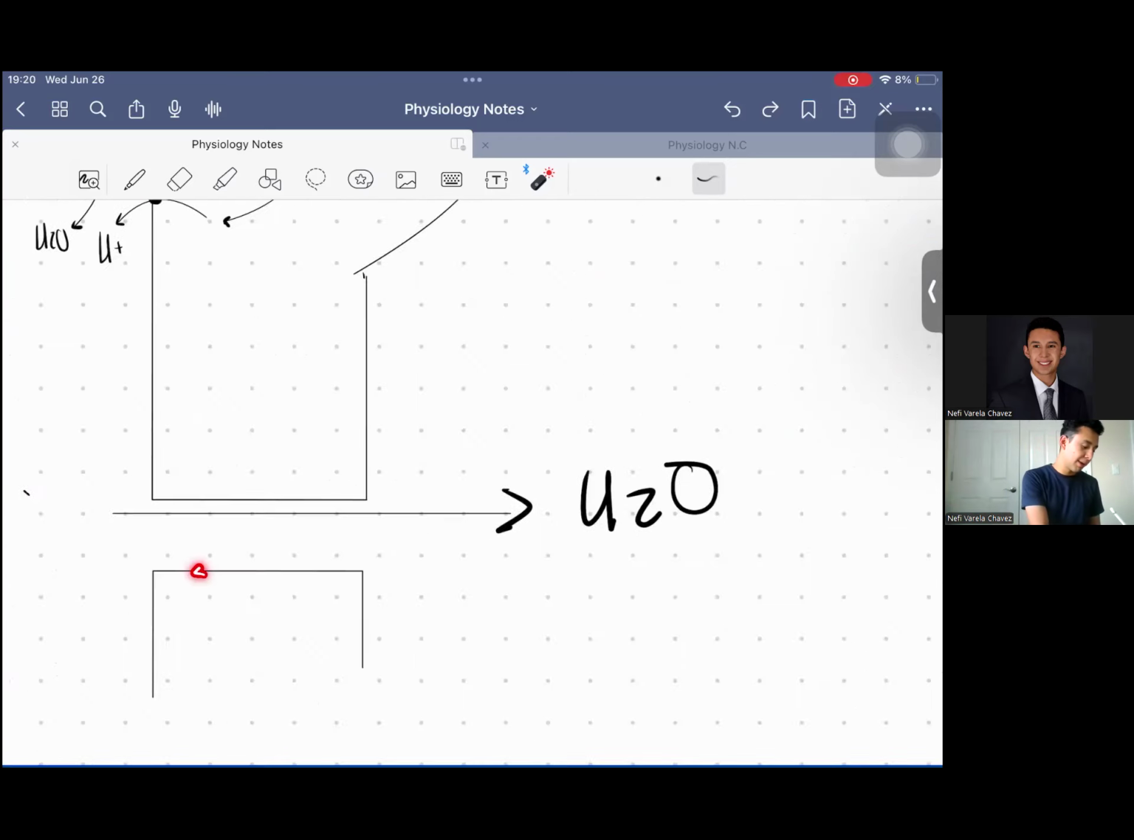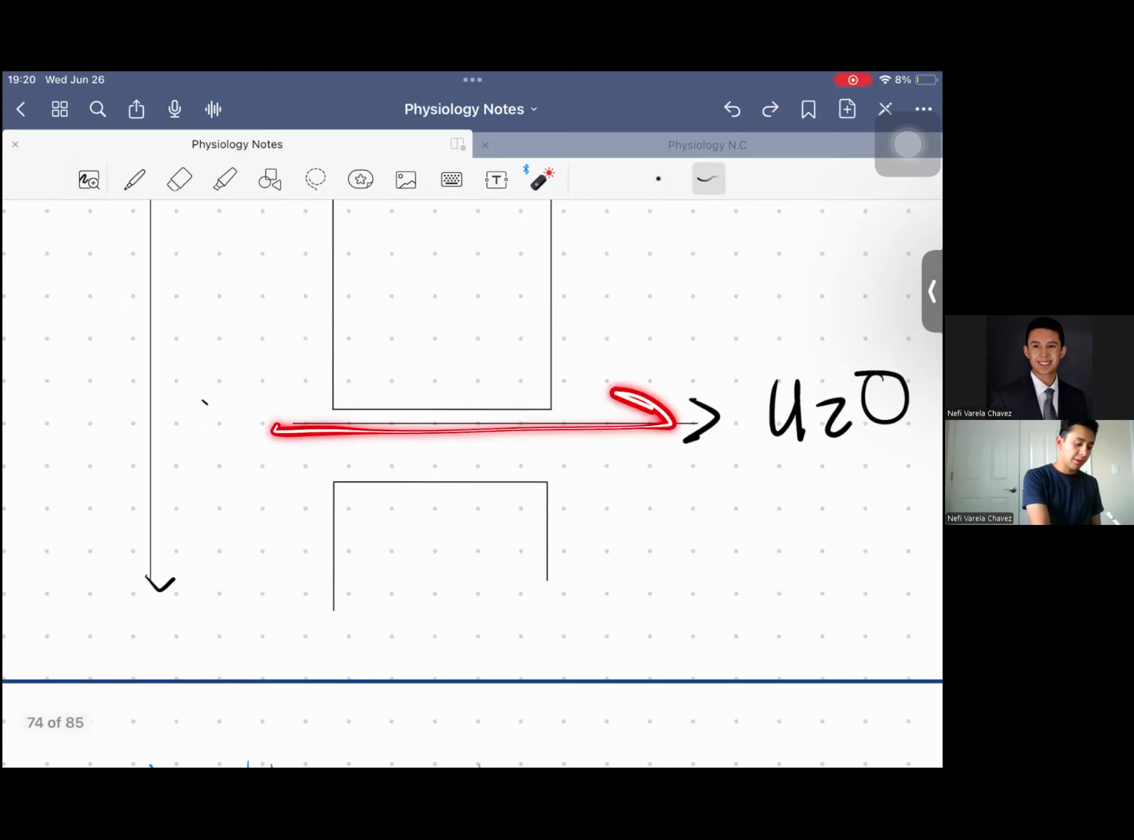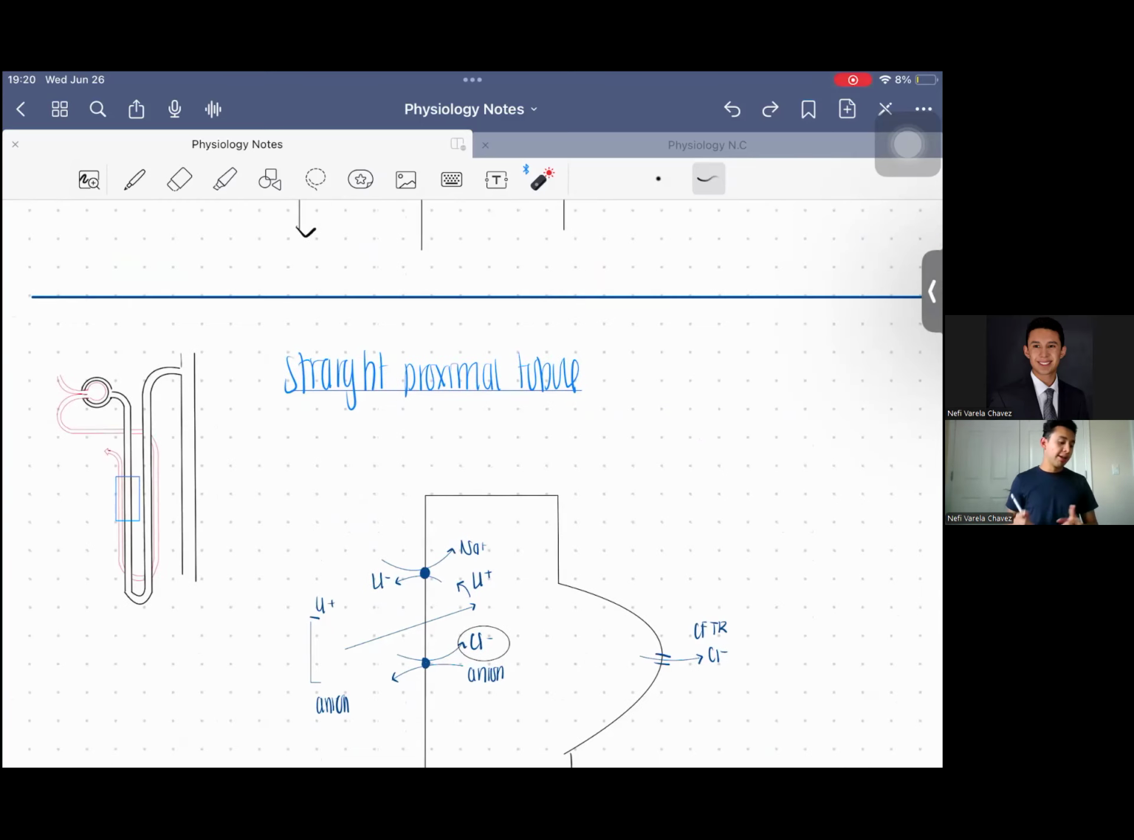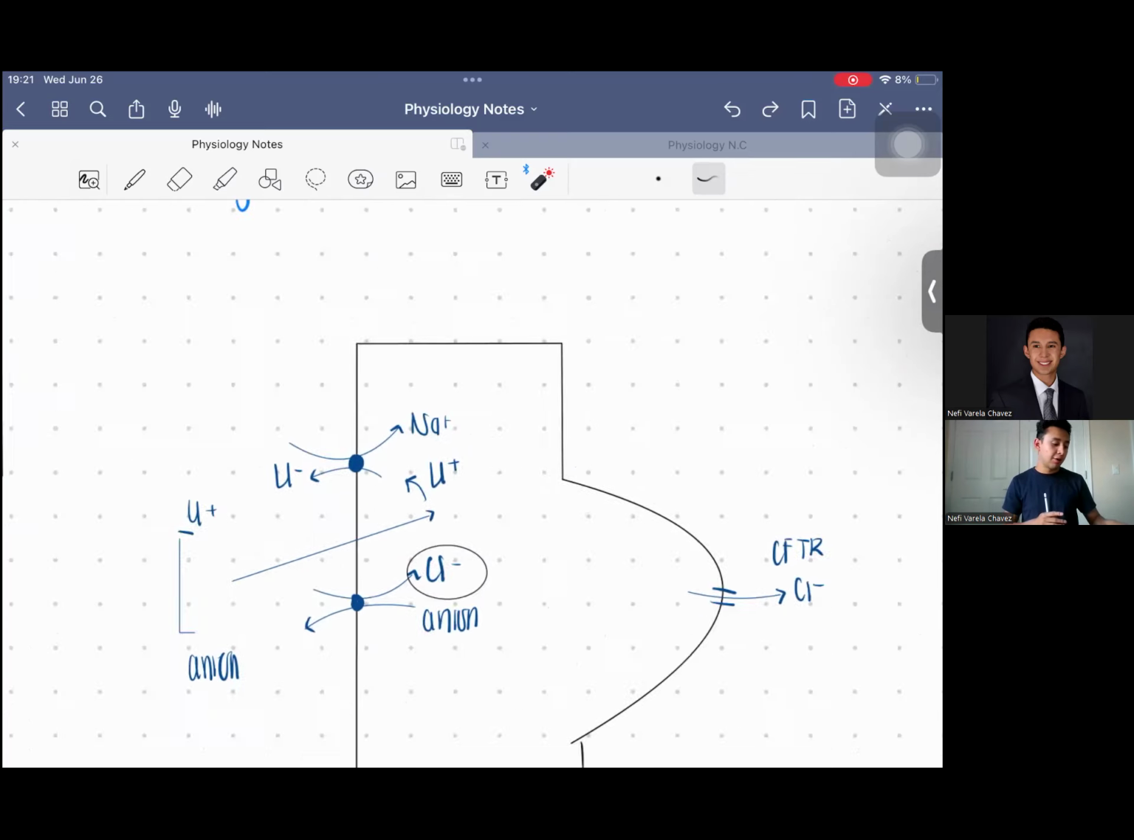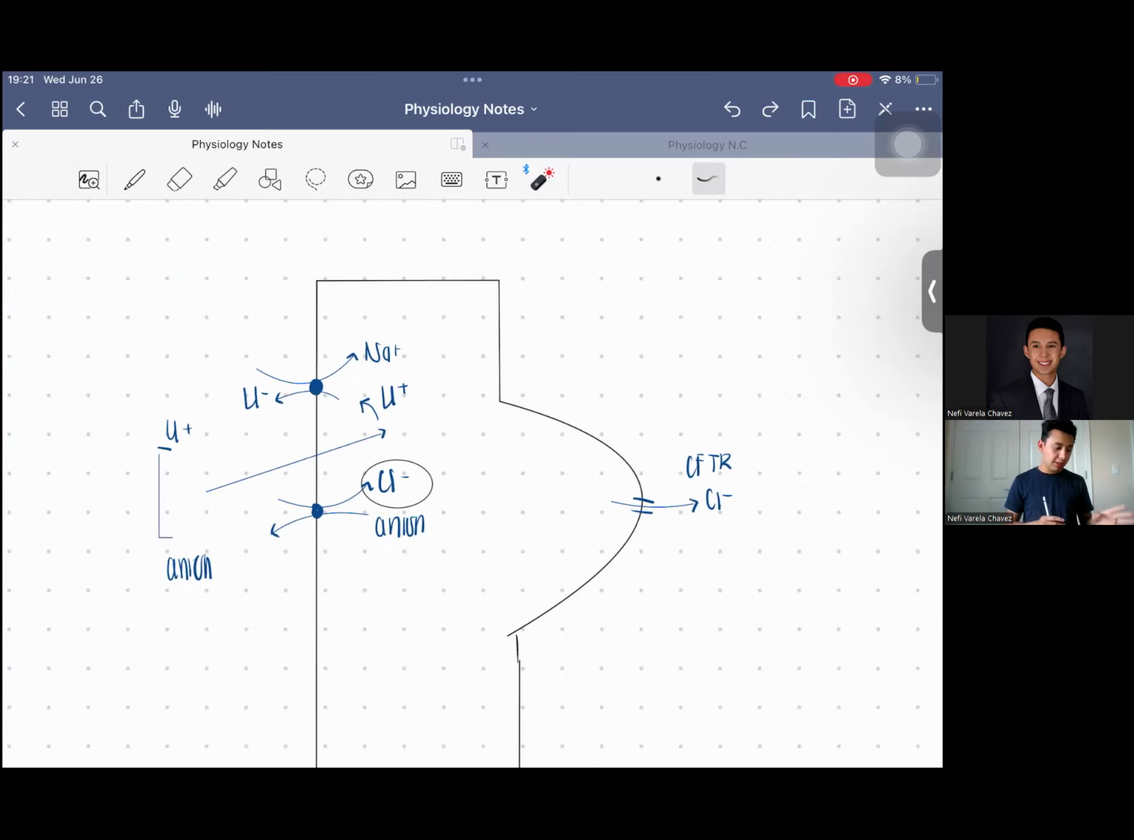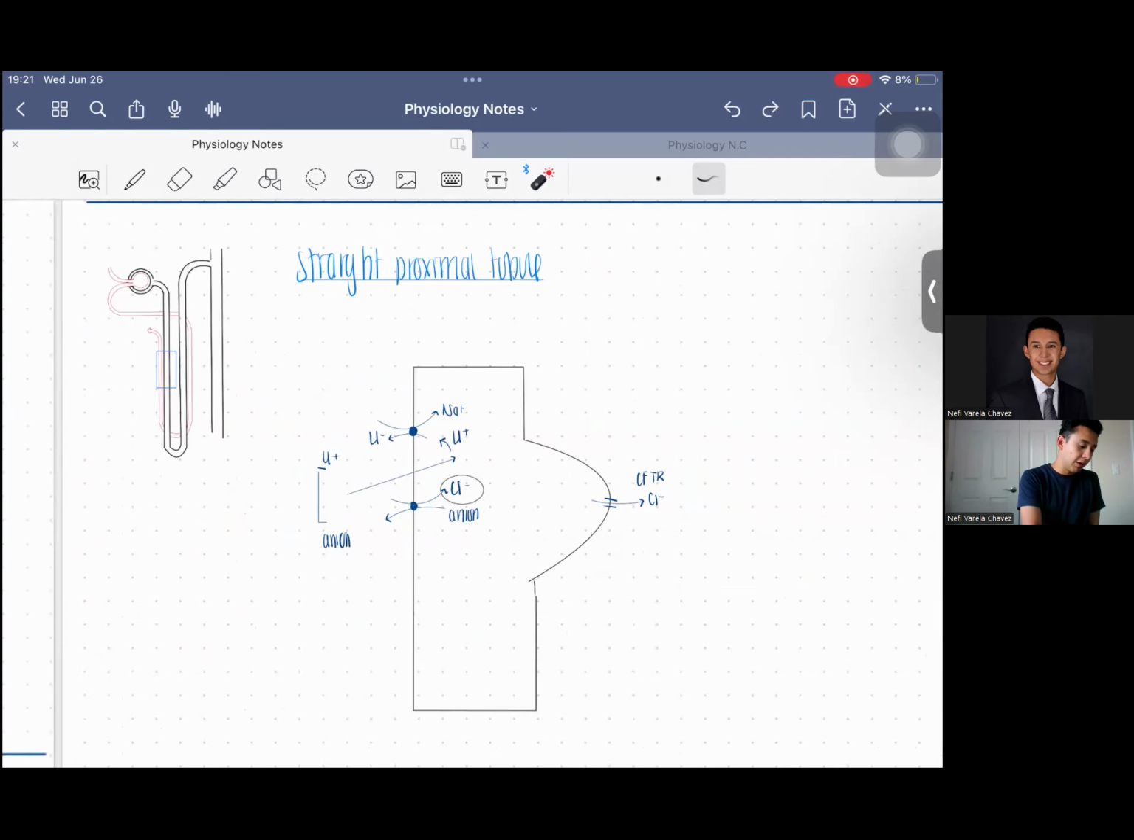Also, we have this space for water to cross from the lumen to the vasculature. So now, a straight proximal tubule. In the straight proximal tubule, we're going to have some protons and anions crossing from the lumen to the inside of the tubule.